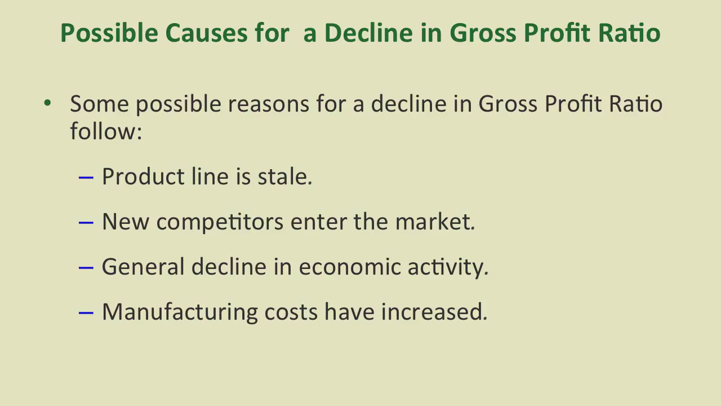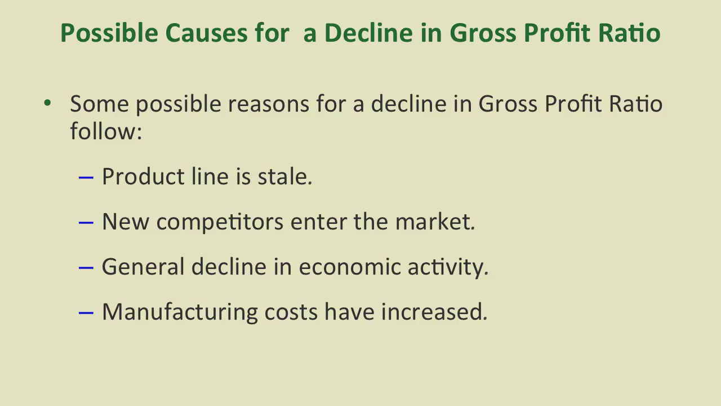There are 4 possible reasons for a decline in gross profit margin ratio. For example, your product line is old. That's going to negatively affect the quality of your product and the efficiency of your operation. Secondly, there are new competitors coming into the market. They bring new technology, new and better products that actually grab your market share and negatively affect your revenue.